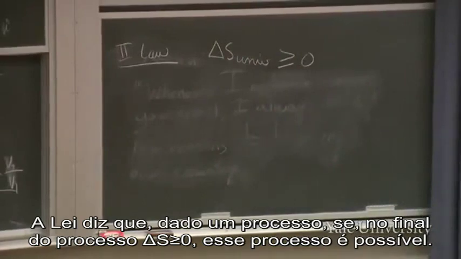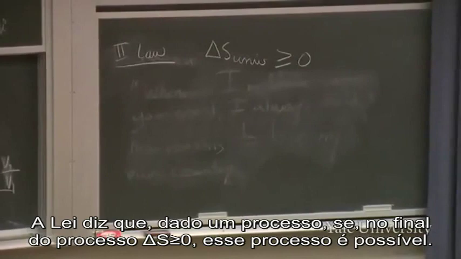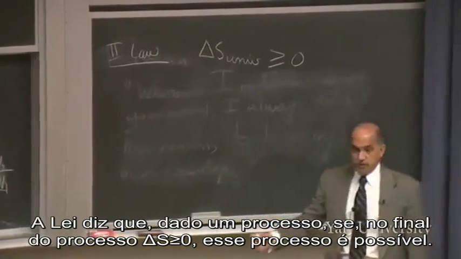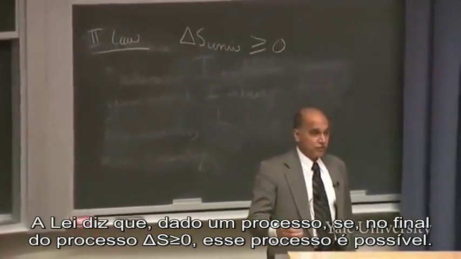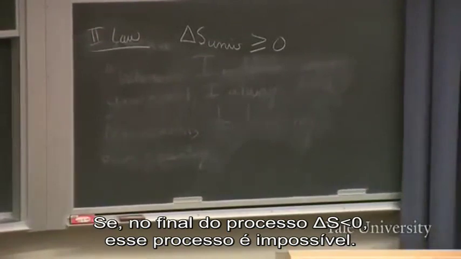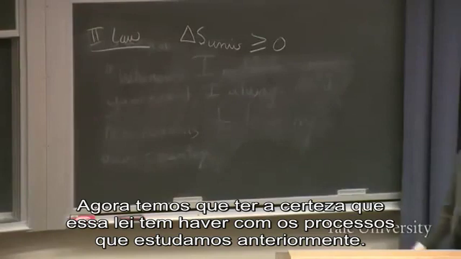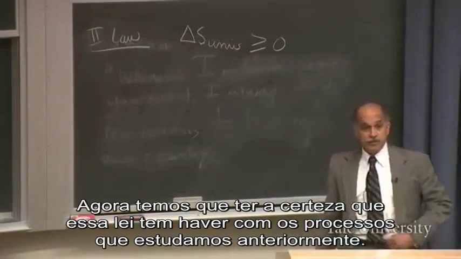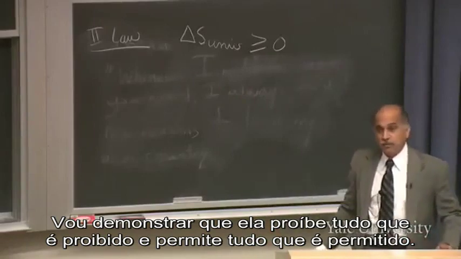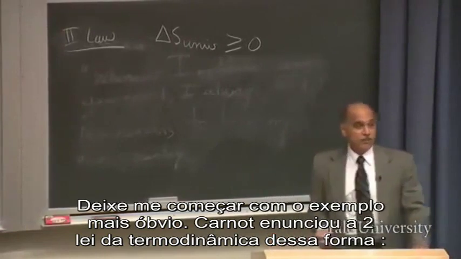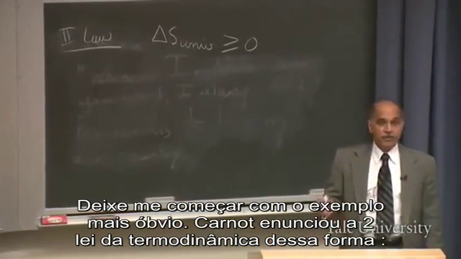The law says, take any process. If at the end of the process, the entropy of the universe is bigger than it was before, that will happen. If the entropy of the universe is smaller than it was before, it will not happen. Now, we have to make sure that this law has anything whatsoever to do with all the other things we have studied, and I will show you this will forbid everything that should be forbidden and allow everything that should be allowed.